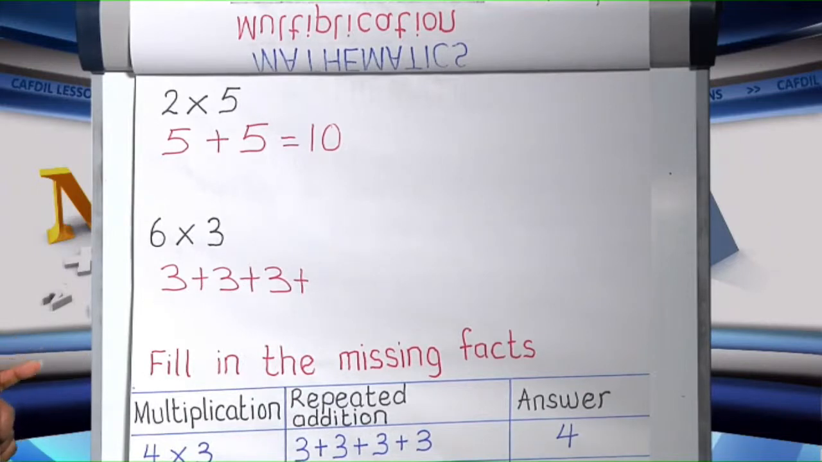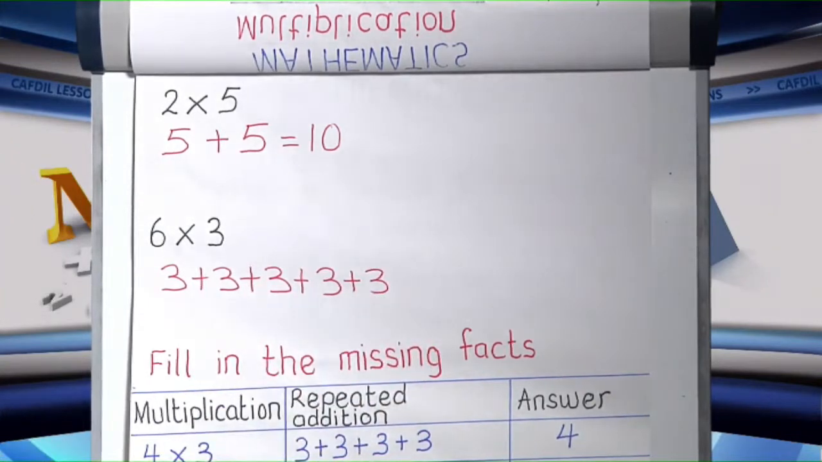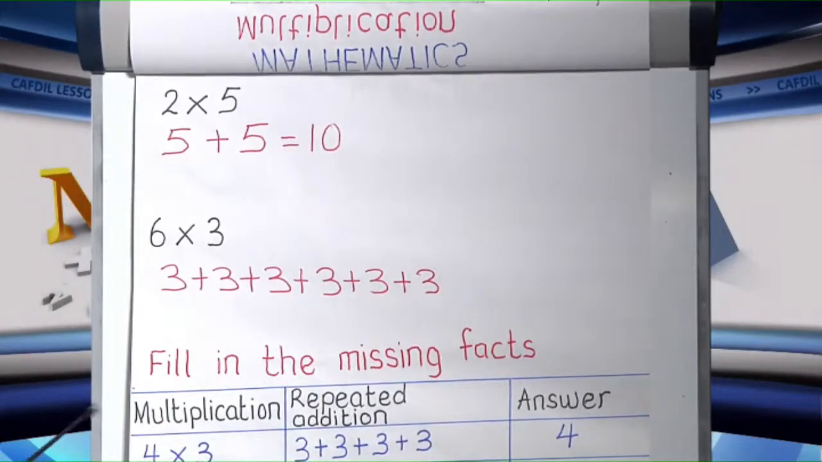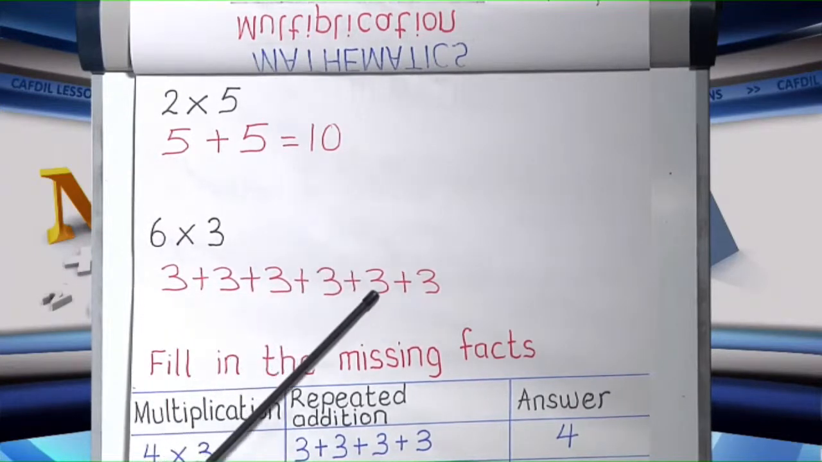How many trays have I added? 1, 2, 3. But they are saying 3, how many times? 6. So I have to add. I've added another 3. I add another 3. Now let's look at it. How many trays? 1, 2, 3, 4, 5. But here they are saying 3 how many times? 6 times. So it means that I have to add another 3. Good. So here I have 3, 6 times: 3 plus 3 plus 3 plus 3 plus 3 plus 3.